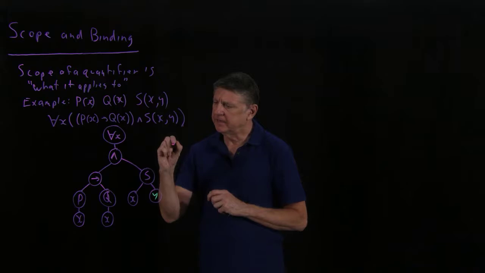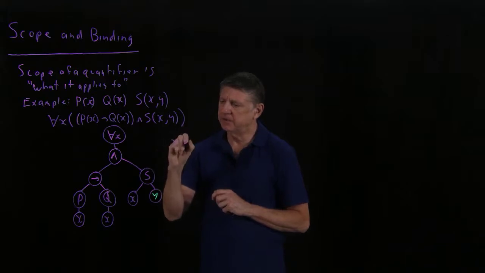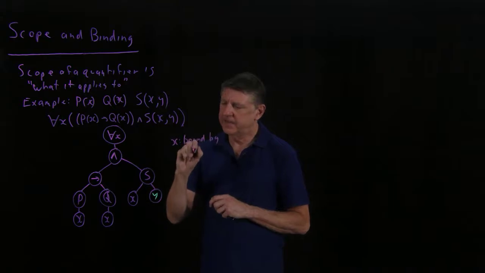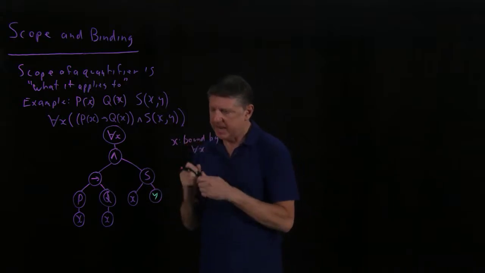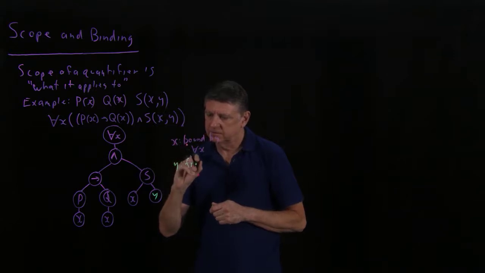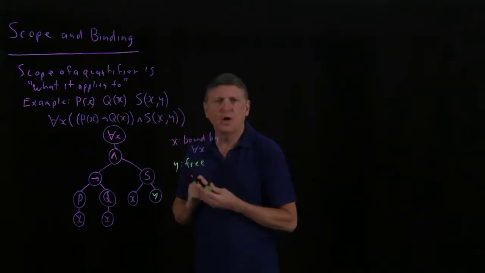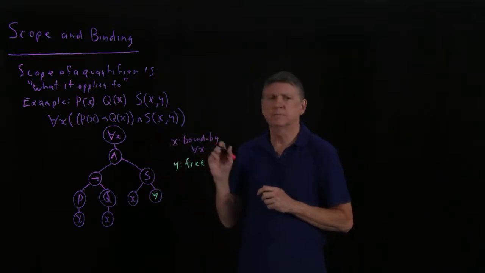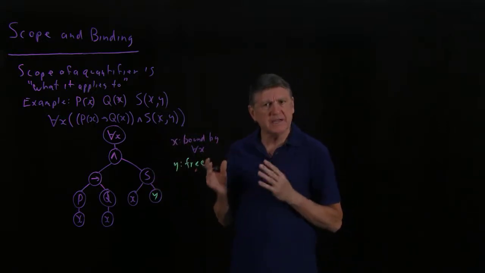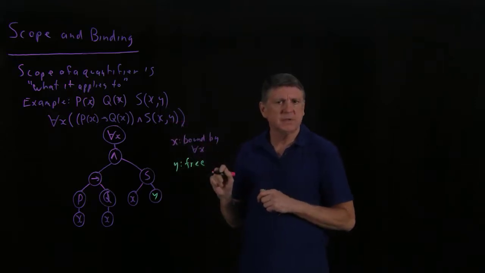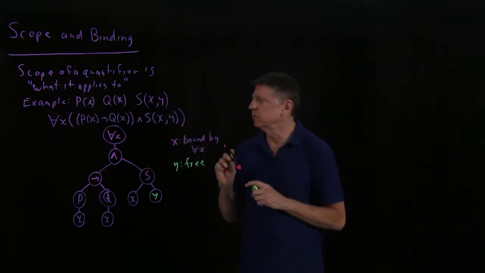Let's note that x here is bound by that for all x, and let's write that y is free. That is, y seems to be unspecified in this formula. It's not exactly unspecified, that is, y appears, but there's something a little unusual about the appearance of y there.